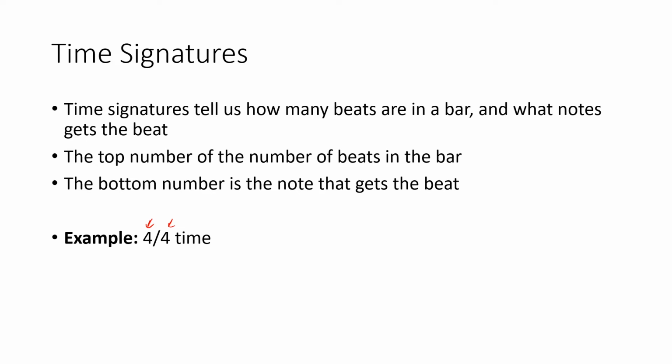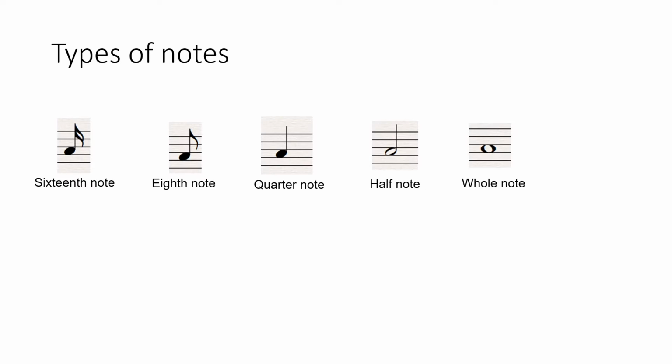Now when I discuss which note gets the beat, we will have to discuss the different types of notes that exist. In general, I'm going to discuss these main 5 types of notes. There are more notes than just these ones, and more ways that we can work with them, but we're going to mostly focus on the fundamentals of these 5 notes. 4/4 time tells us that the quarter note gets the beat. This gives you a picture of what they all look like, and below we have the names of them.